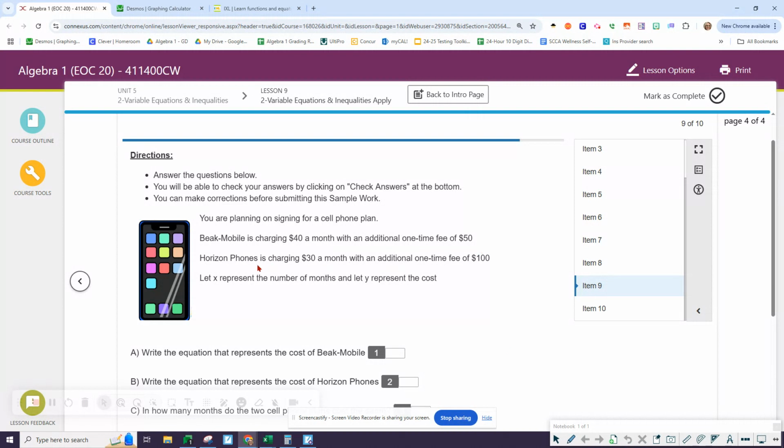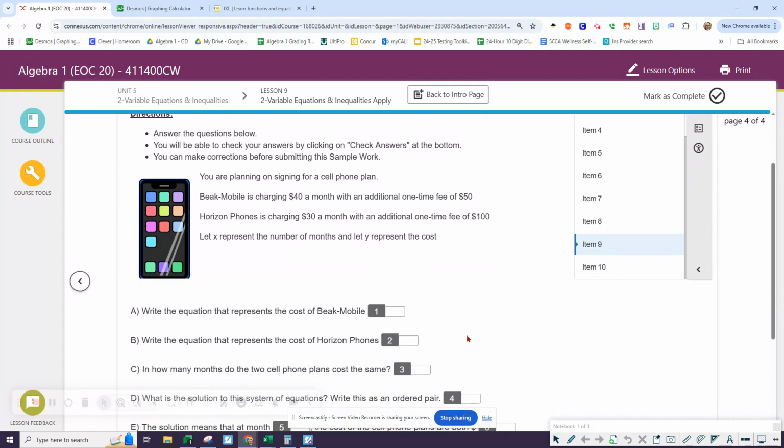Then the Horizon phone charges $30 a month with an additional fee of $100. So this one should be pretty similar, 30x plus 100. Let x represent the number of months, let y represent the cost. So y equals 30x plus 100. The first one would be y equals 40x plus 50. And then part C says, in how many months do the cell phone plans cost the same? So you'd want to set those two equations equal to each other to figure that out.